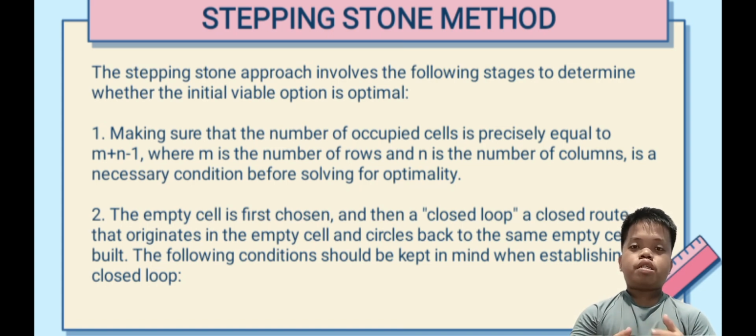The third one is that the empty cell is first chosen, and then a closed loop, a closed route that originates in the empty cell and circles back to the same empty cell, is built. The following conditions should be kept in mind when establishing a closed loop.